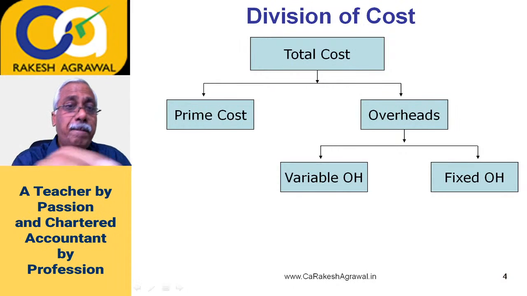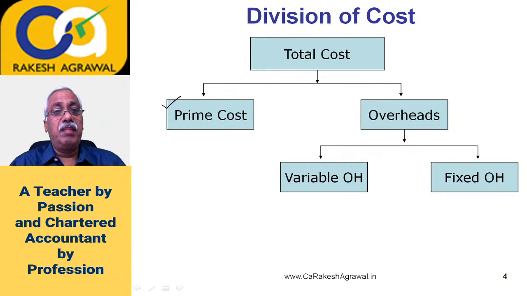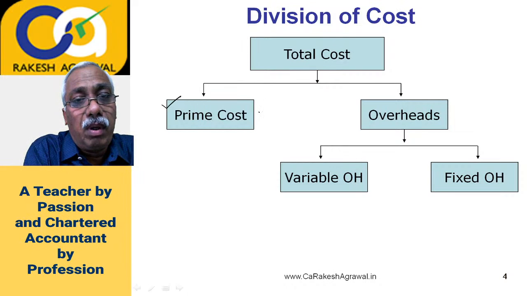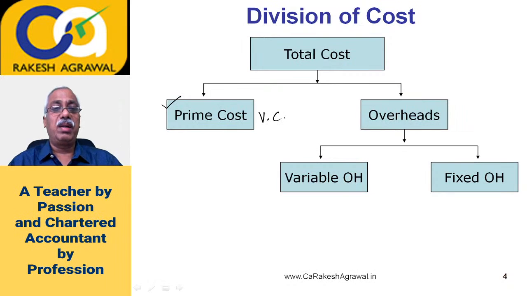Now please remember, your prime cost being a direct cost, that is direct material, direct labor, direct expense, it is directly associated with the cost object. So it has got a one-to-one relation with the cost object, that is with the product which you manufacture. Therefore, prime cost by default is variable cost. All prime costs by default are variable cost.